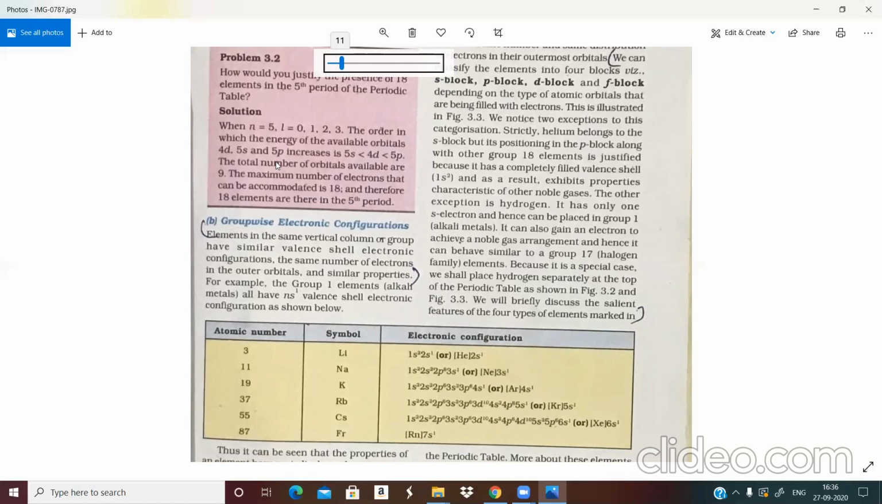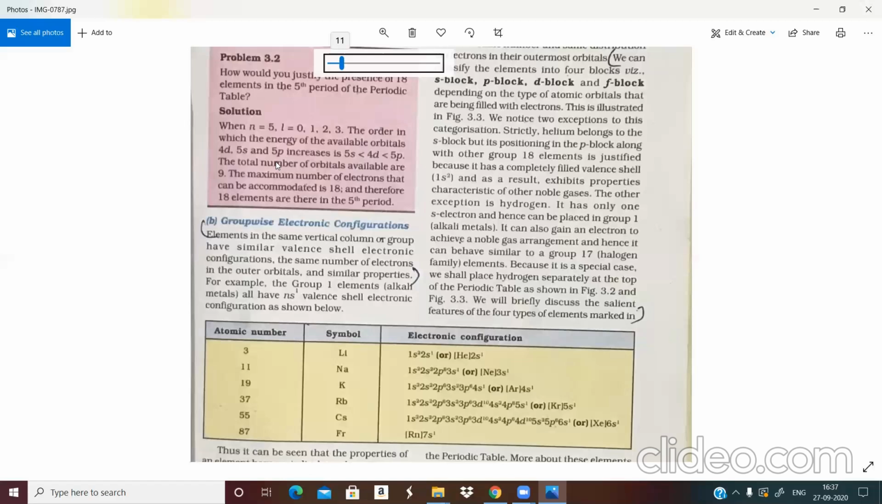Strictly, helium belongs to the S block, but its positioning in the P block along with the other group 18 elements is justified because it has a completely filled valence shell. That is 1s2, its electronic configuration, first energy level, S suborbital with the 2 electrons completed. So it is a completely filled configuration like a noble gas, and as a result exhibits the properties and characteristics of other noble gases. The other exception is hydrogen.